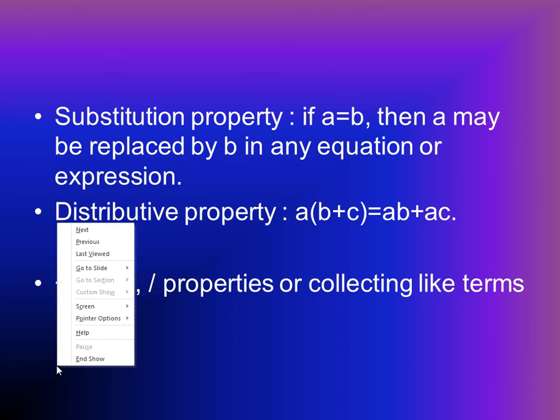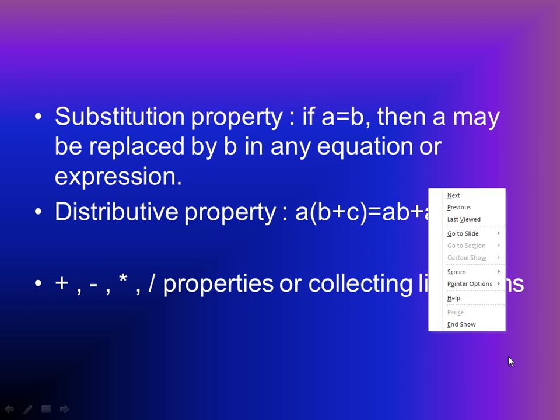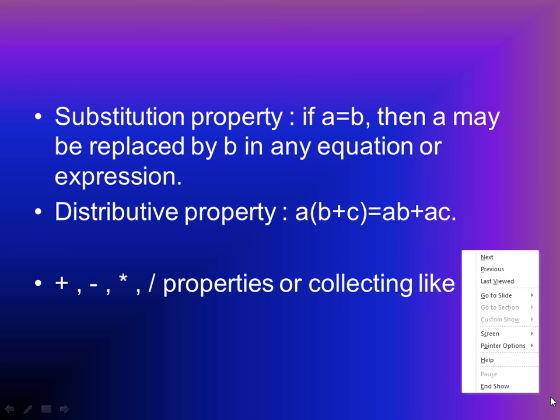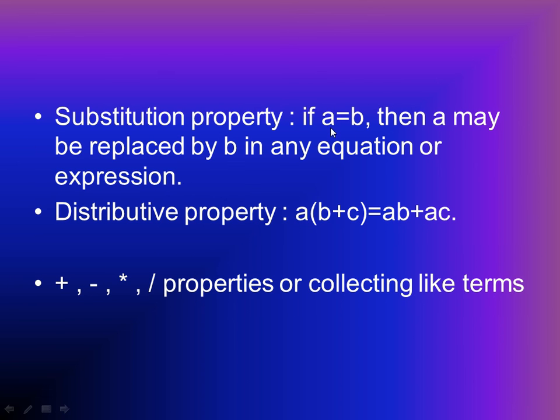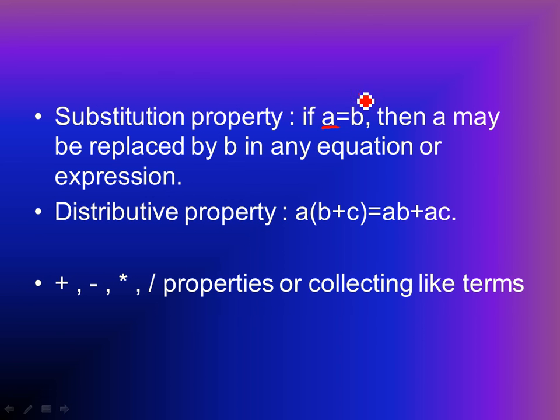Substitution properties. The substitution property of equality just says if A equals B, then anywhere you see A, you can replace it with B. So if I have something like 7AB, I can take out this A right here, and I can make that 7 times B times B. You just take out the A and stick B in its place. That's the substitution property. Anytime you take out one thing and stick something else in its place.